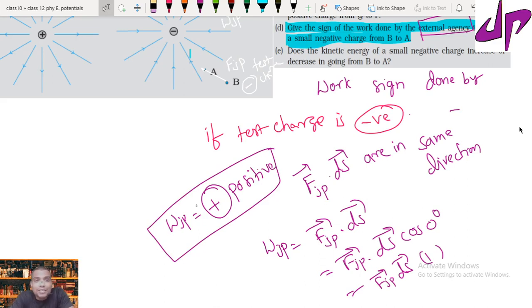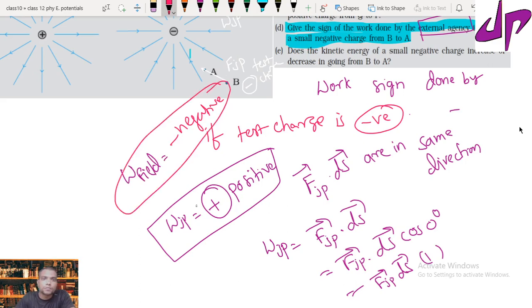What about the field, if the field does work, what could be its sign? Obviously the field does work opposite to the work done by me. So in this case, the work done by the field is negative. I hope you understand the difference.